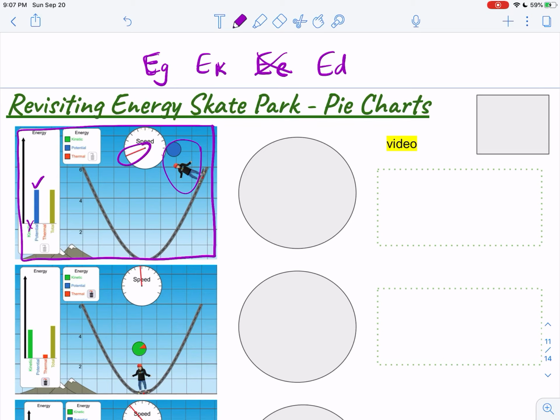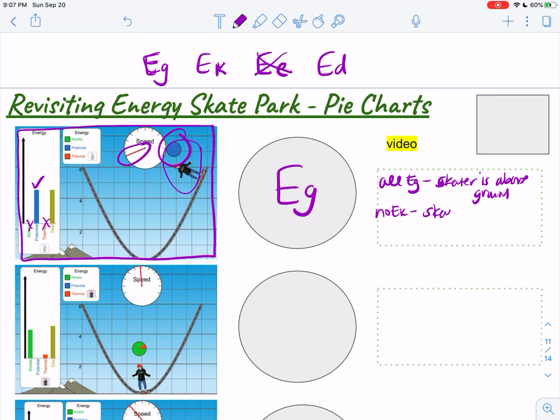And then dissipated: is there any friction happening? Yes, there's going to be, but nothing has happened yet. So never, ever will there be dissipated energy in the first pie, because nothing's happened yet. So this entire pie is going to be EG, which I can also see in the simulation. In the box I'll say: all EG, skater is above ground. No EK, skater is not moving. No springs at all, so I'll leave that out. And no ED because nothing has happened yet.